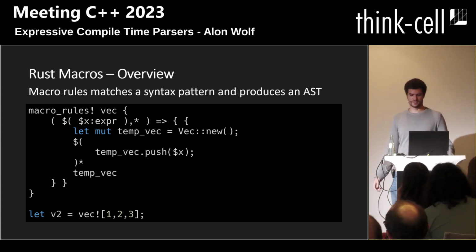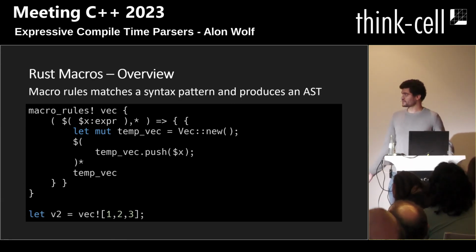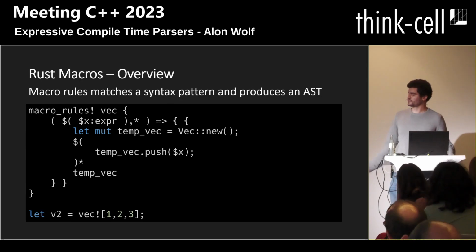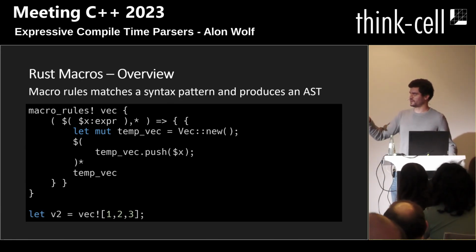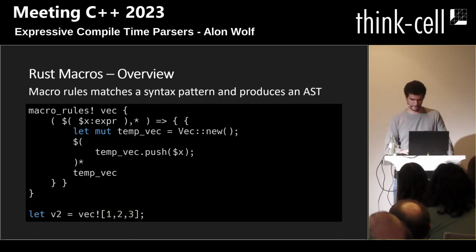Declarative macros use the macro rule syntax, which contains two parts. The first part specifies how to match an input pattern, and the second specifies how to transform it into an AST. In this example, the macro rule vec will match a list of expressions separated by commas, and it will generate a temporary vector, generate a push call for each of the expressions, and return the temporary vector.